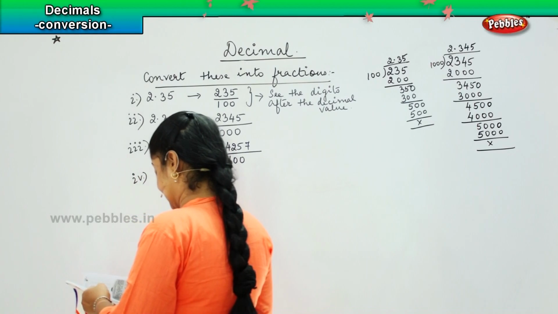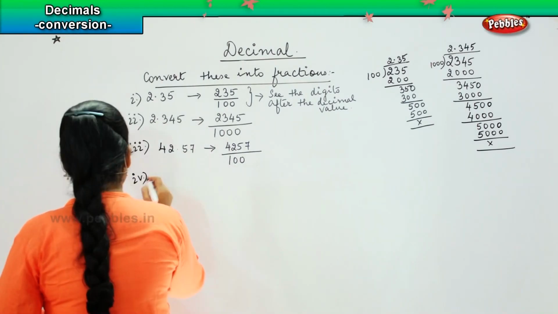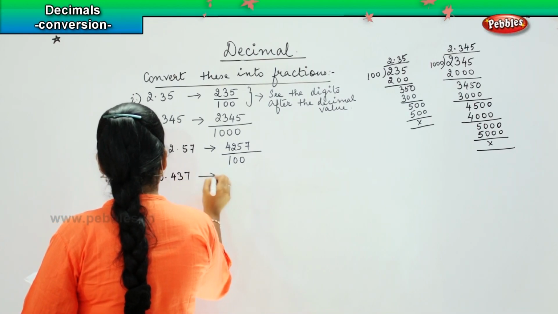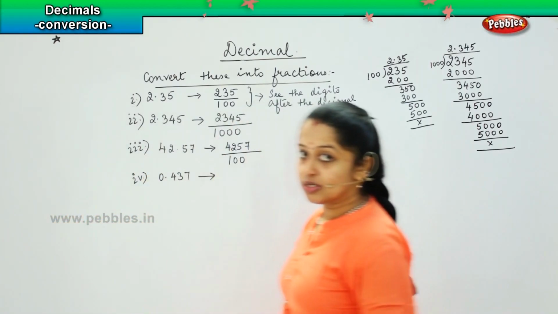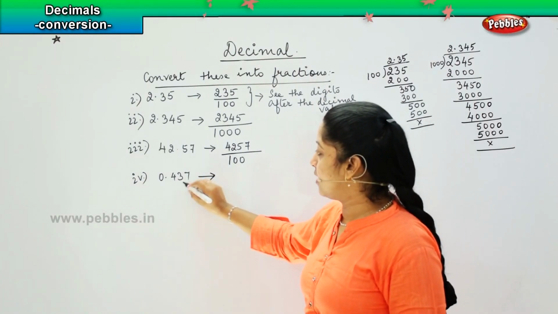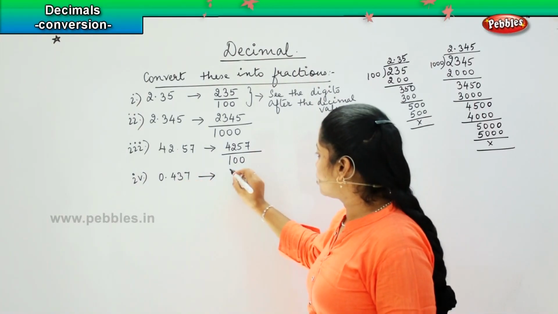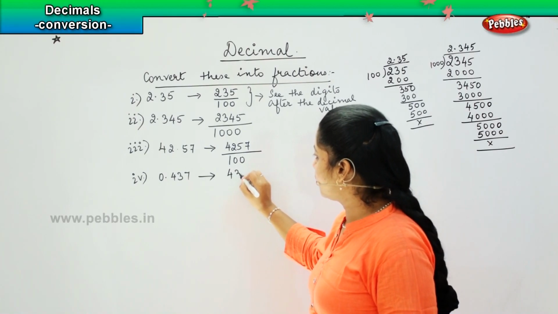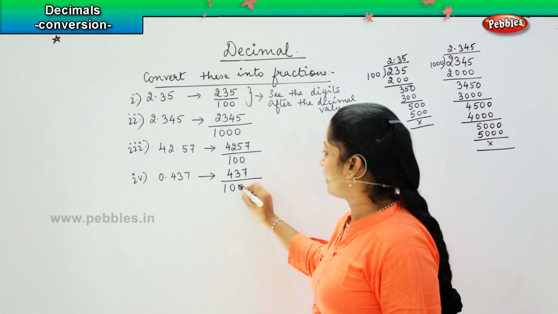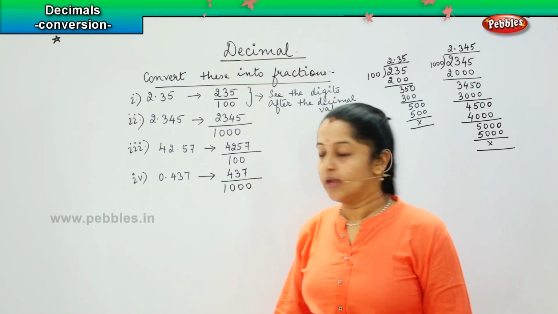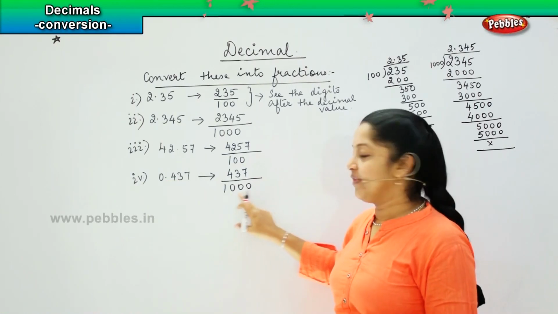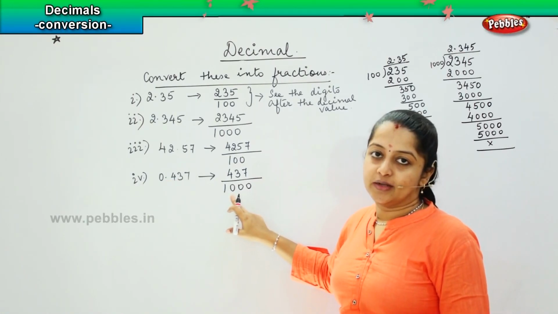The next question they say is 0.437. So how will you write this one, children? Now how many digits are here after the point? It's 1, 2 and 3, right? So we will be writing it as 437 divided by 1000. Okay. So counting on the number of digits after the decimal, we will be writing the denominator value.